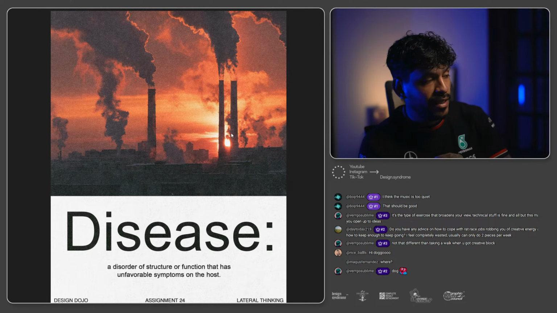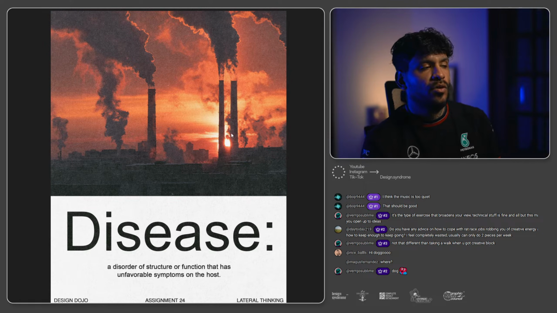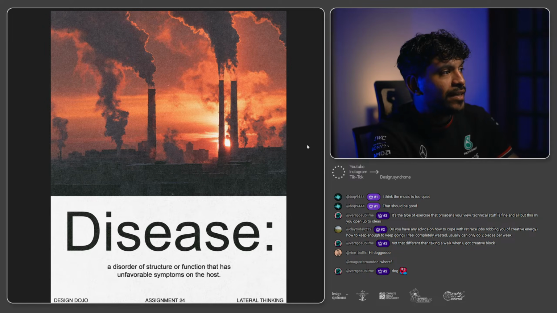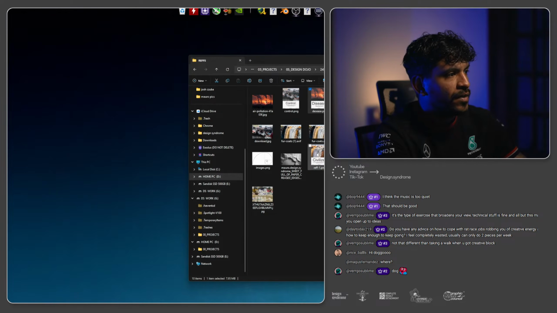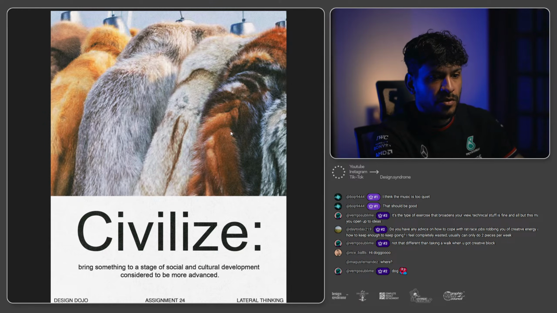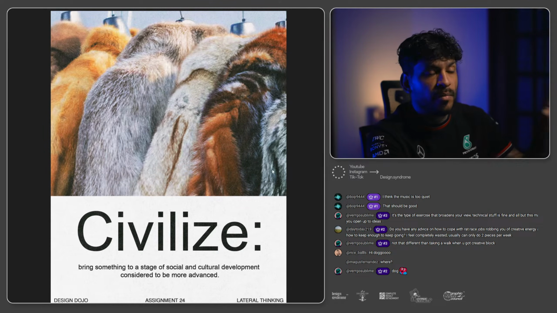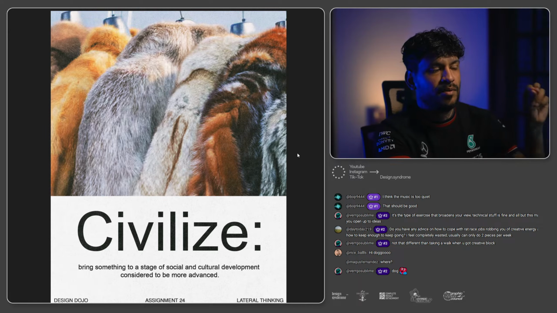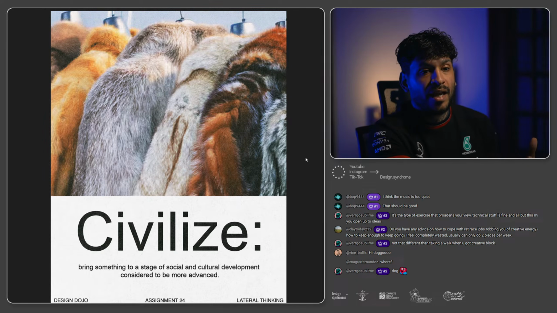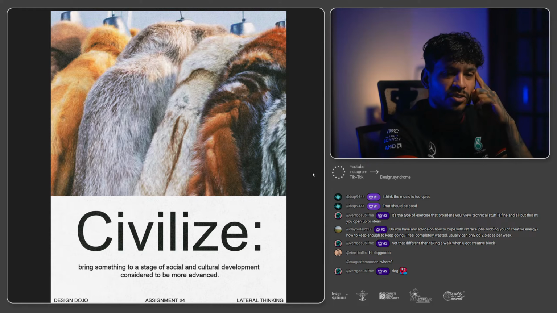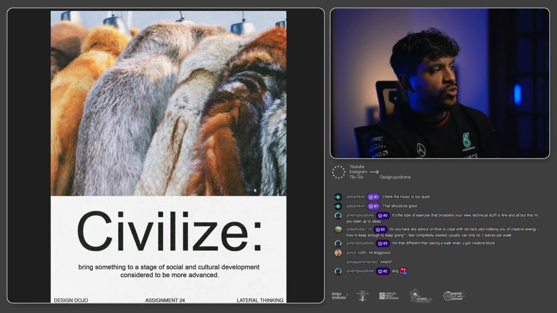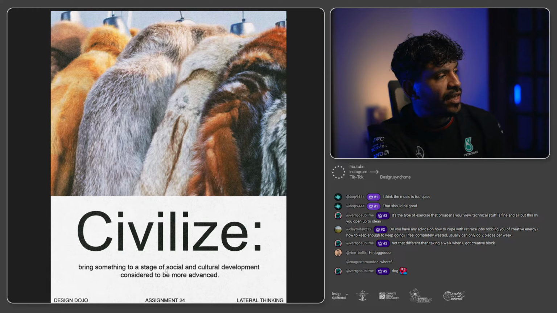So when reading the definition, it actually makes sense. That's the goal of the exercise. And as we start to pull and grab other examples, this example is one that I remember from my uni days. I can't remember who did this, but one of my classmates did. And I was like, now I got the exercise. I understood how it should be done. So you had civilized and then a rack full of fur coats. To civilize is to bring something to a stage of social and cultural development considered to be more advanced, right?